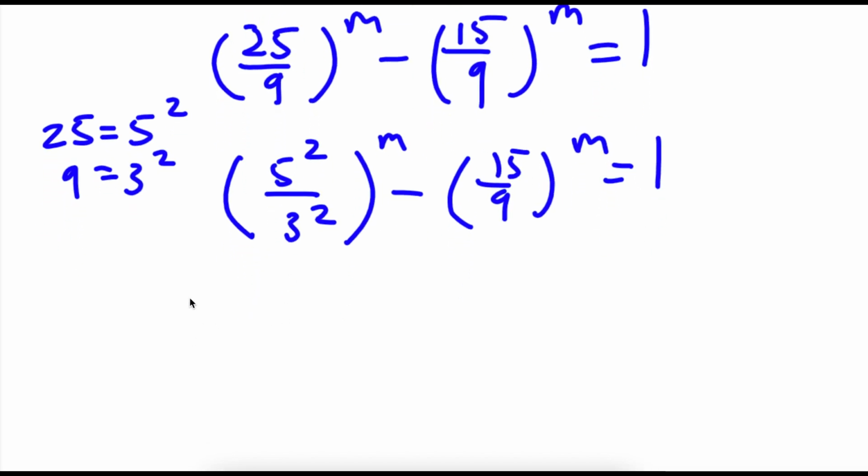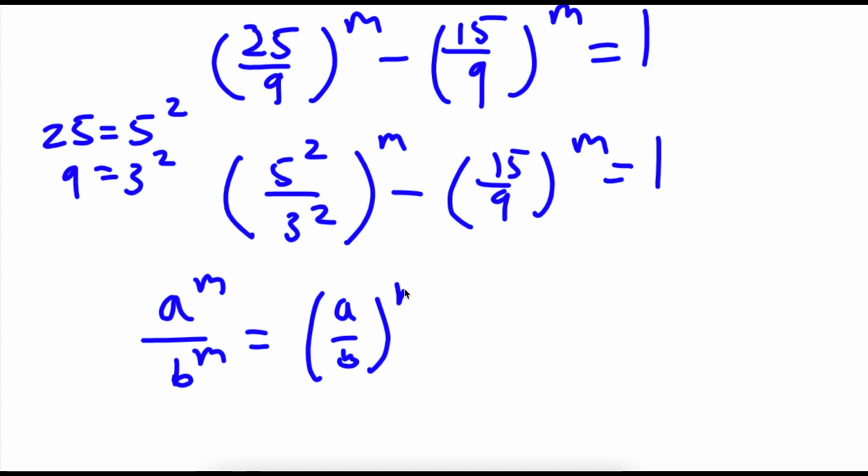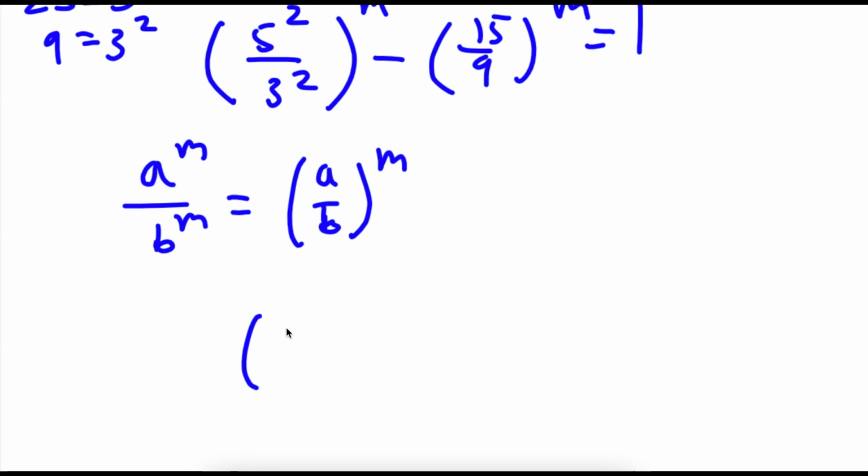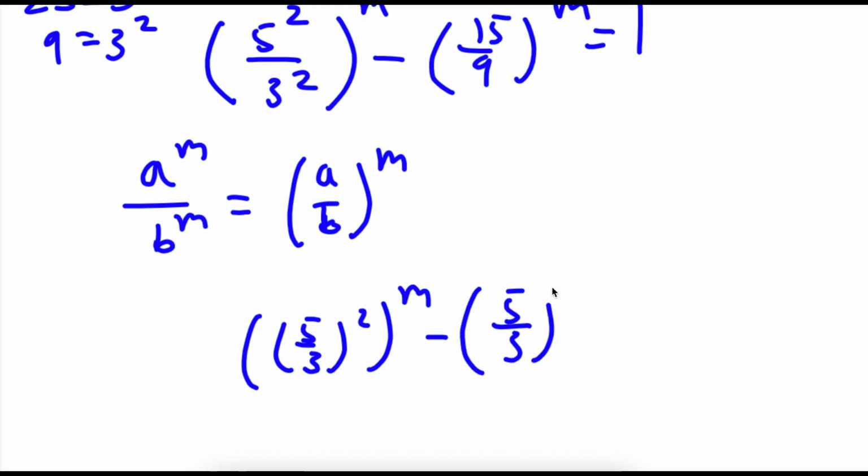Now, again, remember how I said if I have something in the form a to the power of m over b to the power of m, this is equal to a over b to the power of m. So 5 squared over 3 squared is going to equal 5 over 3 squared to the power of m, minus, now 15 over 9, a common factor of these two is 3. 3 times 5 is 15, and 3 times 3 is 9. So 15 over 9 can be simplified to 5 over 3, and I have this to the power of m. It's equal to 1.